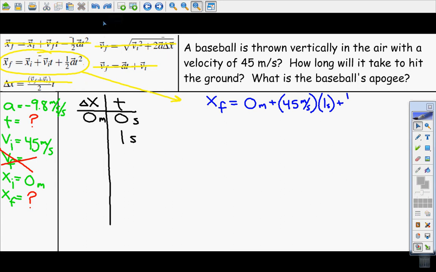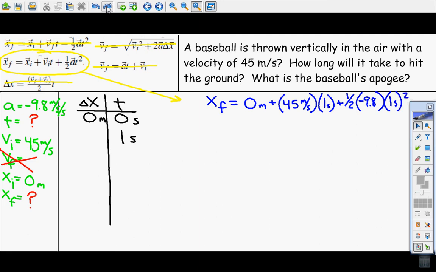And I'm going to add 1/2 multiplied with the acceleration due to gravity, which is negative 9.8 meters per second every second. I'll leave off the units because I don't have room. And then it's time squared, which is 1 second squared.